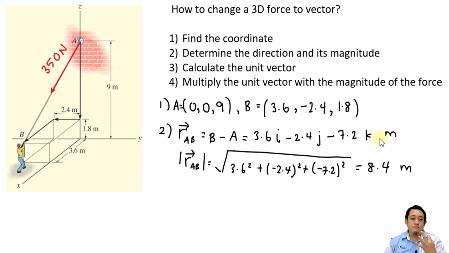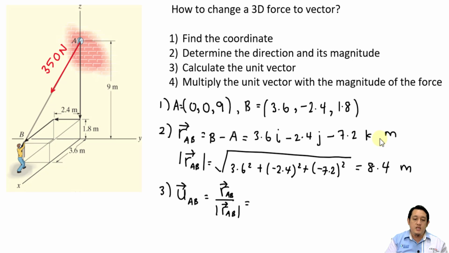So the third step is to calculate the unit vector. How to calculate the unit vector? The unit vector A to B is equal to the direction A to B over the magnitude of the direction A to B. Therefore, it will be 3.6 over 8.4 I. Sorry, minus.